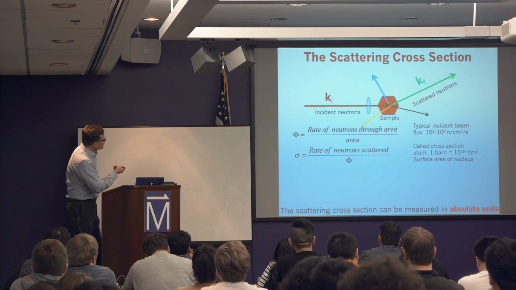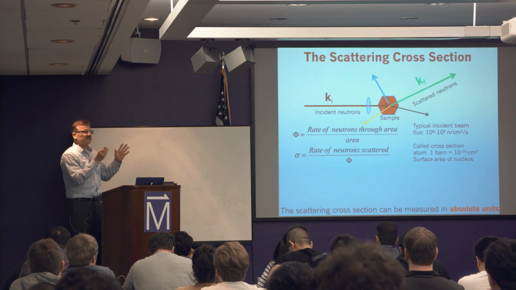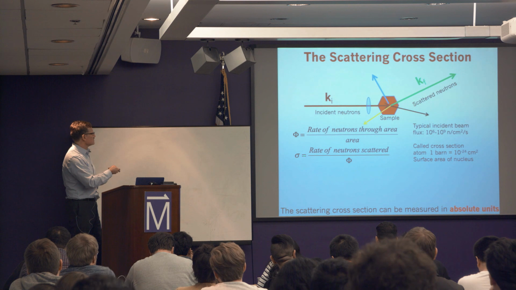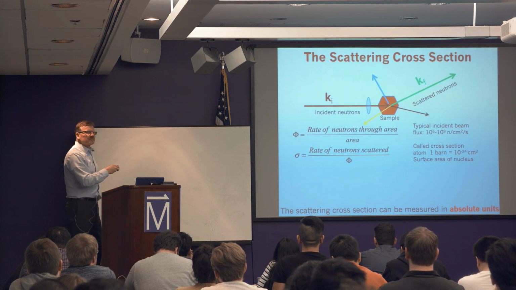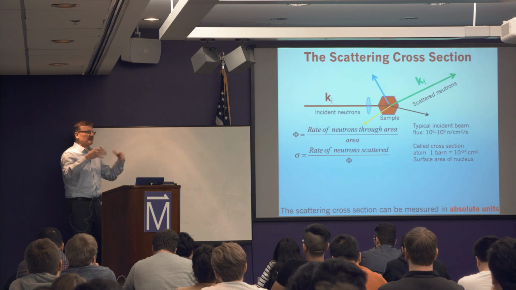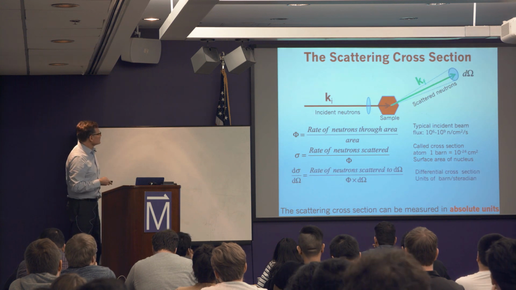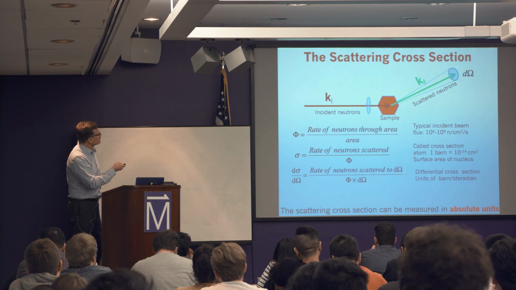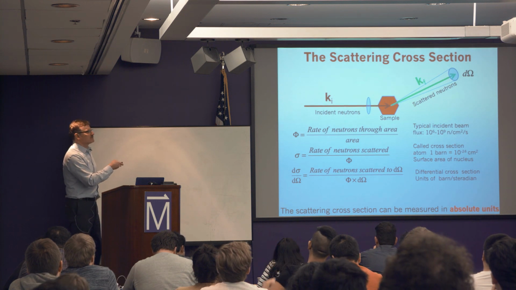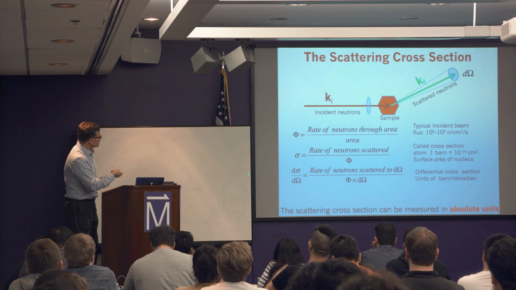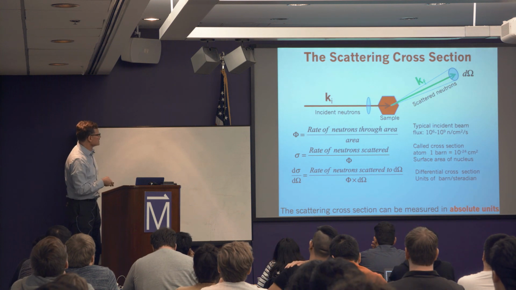Well, we could look at the overall rate of scattering. That would be a scattering cross-section. It has dimension of an area. That would be quite dull because it's just one number, the overall number of neutrons scattered per time unit. And so instead, we would typically resolve by direction the rate of neutrons scattered into a certain solid angle. And then we're talking about a differential scattering cross-section.